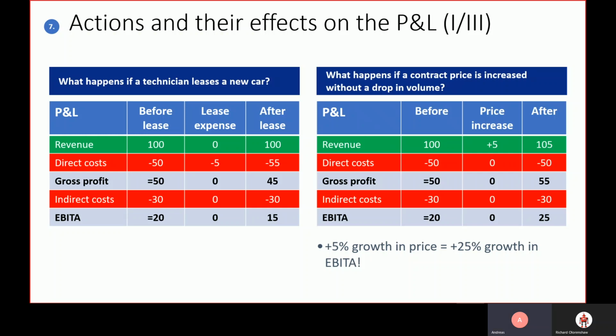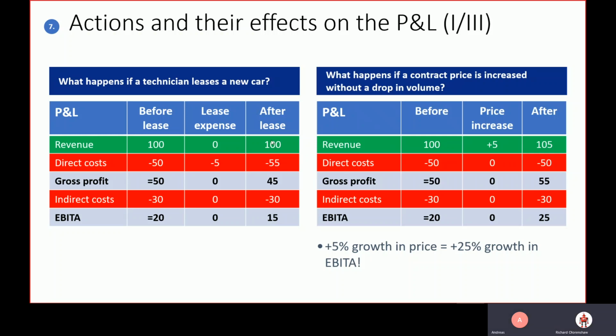So as in the previous example, you can see the P&L before the price increase. You're sitting at a 20% EBITDA margin. You do a price increase, and you deliver the same service, but it flows through directly down to EBITDA through GP, and you have a 25% growth in EBITDA, and your margin goes up as well to 25%. Or sorry, not 25% in this example.